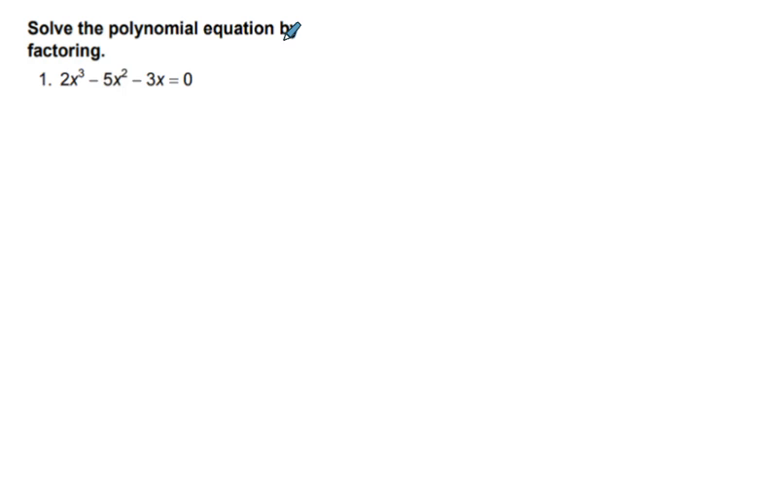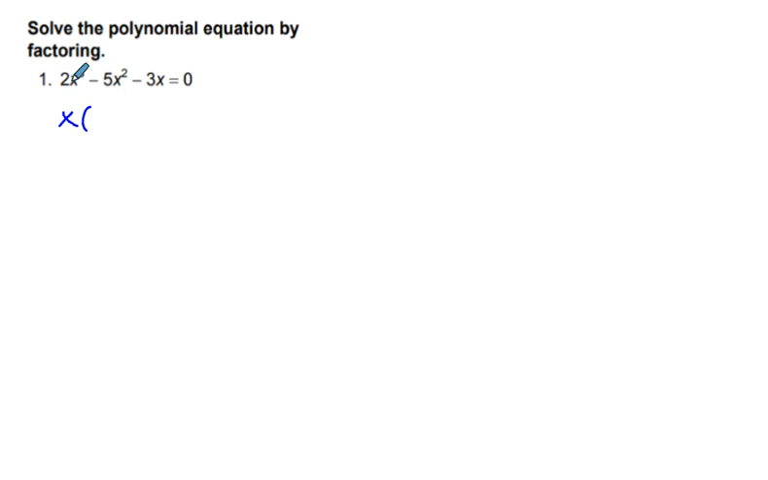1. Solve the polynomial equation by factoring. And here we have a quadratic trinomial. Well, it's actually a cubic trinomial, 2x cubed minus 5x squared minus 3x equals 0. So the first thing we do in looking at a factoring situation is see if we have a common factor in place. And we have x is a common factor.